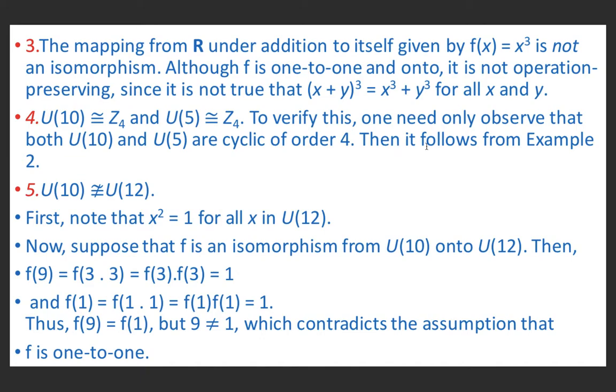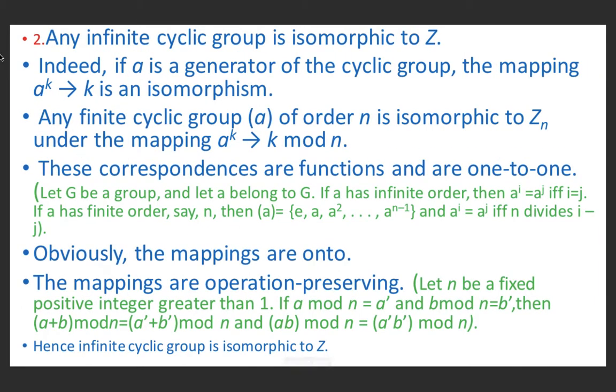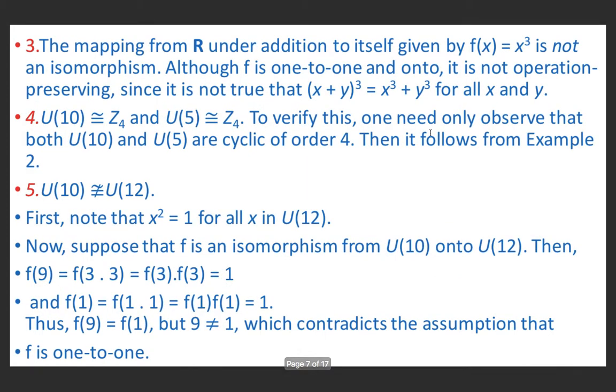And then in the following example, it follows from example 2. Because in example 2 we have shown that any infinite cyclic group is isomorphic to Z and any finite cyclic group A of order n is isomorphic to Zn. So because U10 and U5 are cyclic groups of order 4, therefore they are isomorphic. U10 is isomorphic to Z4 and U5 is isomorphic to Z4.